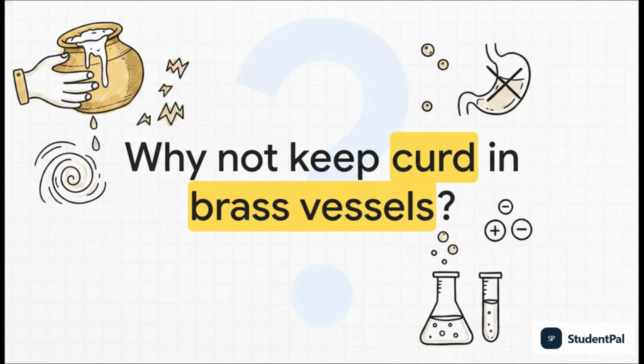Well, curd and other sour foods contain organic acids, and as we just brilliantly saw in our lab experiment, acids react with metals. If you leave curd in a copper vessel, the acid is going to react with the metal, forming toxic metallic salts and hydrogen gas. This will completely spoil the food and could make you really, really sick. So science is literally saving your stomach here.